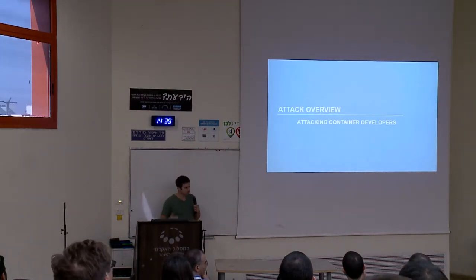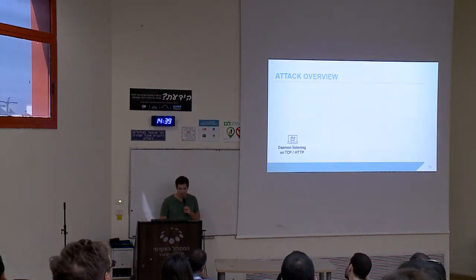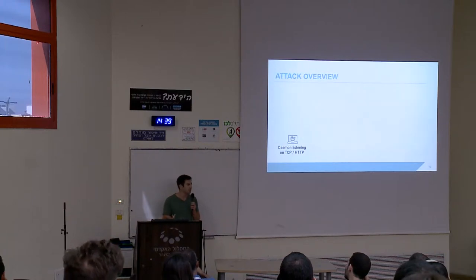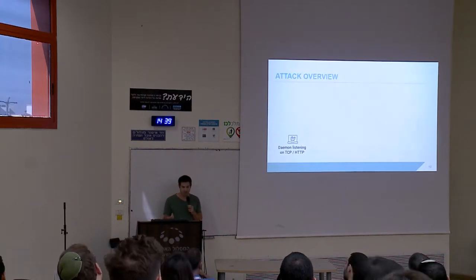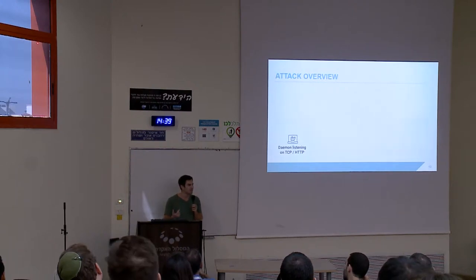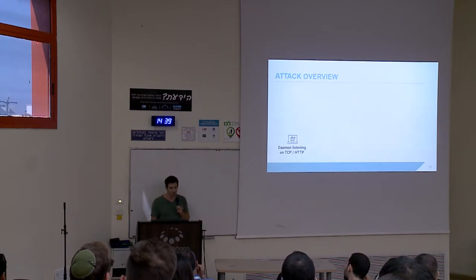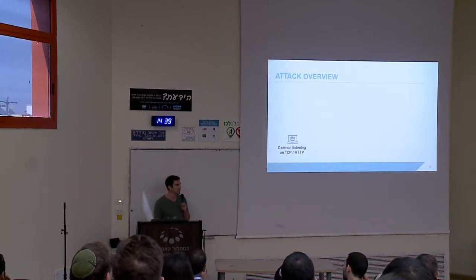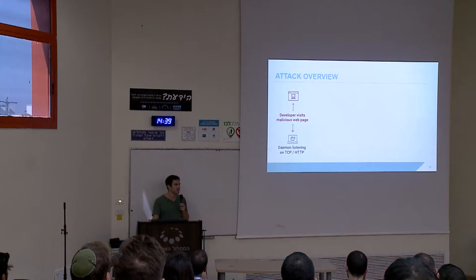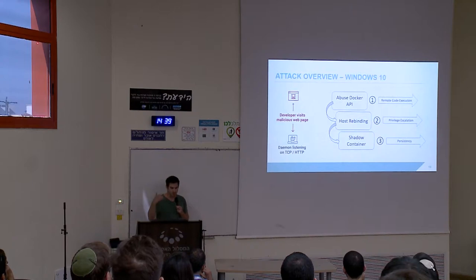So this was sort of an intro, so let's dive into the attack. I'm going to give an attack overview. For this attack to work, we basically need two things. We need a developer working with Docker, having his TCP port open. This is not a lot to ask. This was also the default installation once you downloaded Docker for Windows. And we need to get the developer to visit some malicious web page. Also not very hard to do. And from there, we're going to dive into the Windows 10 attack. We're going to break it down into three steps, like I said.